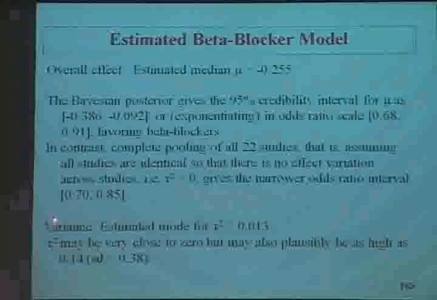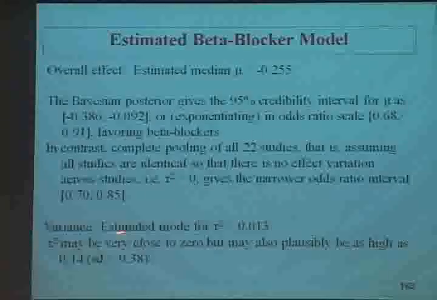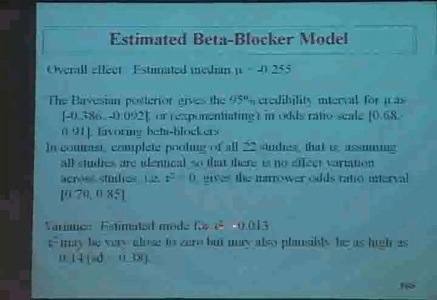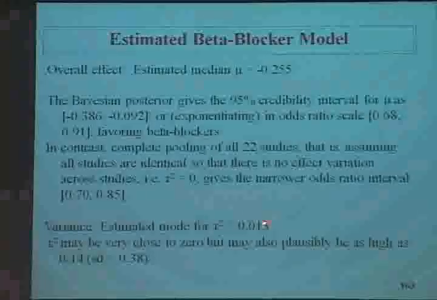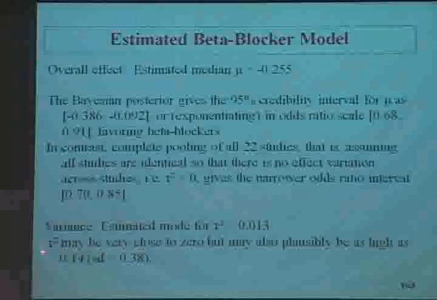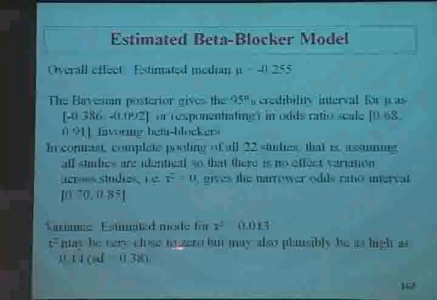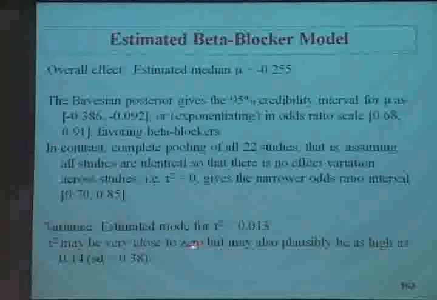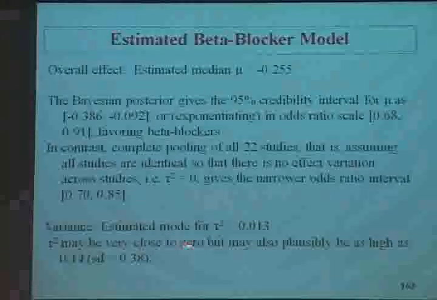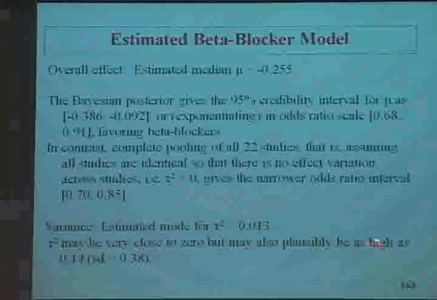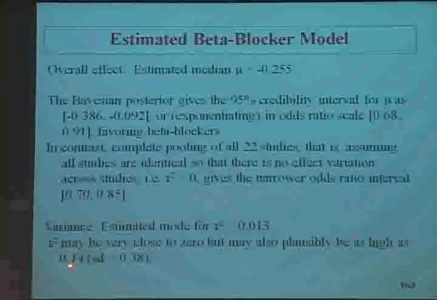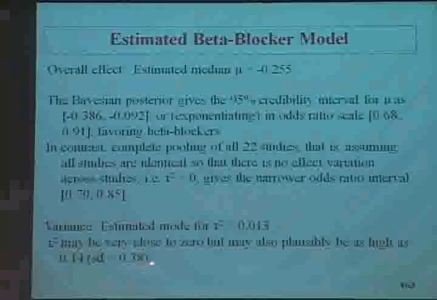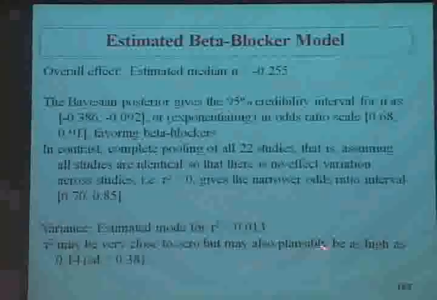So we estimated the variance by the mode because of the use of that particular prior. So the mode is tau square 0.013, which says that tau square may be very close to 0, as we see in the posterior, looking at the 95% credibility interval, but may also be plausibly, as Gelman says, as high as 0.14, standard deviation 0.38, if you take the higher end of the 95% credibility interval.